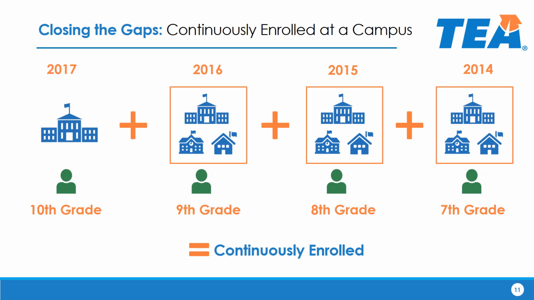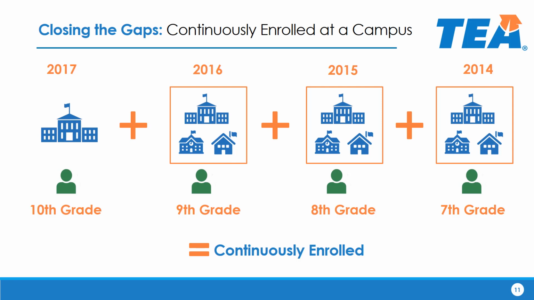So in 2014, this student was at Cedar Valley Middle School, 7th grade, in Round Rock Independent School District. In 2015, that student moved to 8th grade at Cedar Valley Middle School in Round Rock ISD. In 2016, the student entered 9th grade at Round Rock High School. And then in 2017, the student moved to 10th grade at McNeil High School. All of these campuses are in Round Rock ISD. Even though this is the student's 1st year at McNeil High School, they're still considered continuously enrolled at McNeil High School.